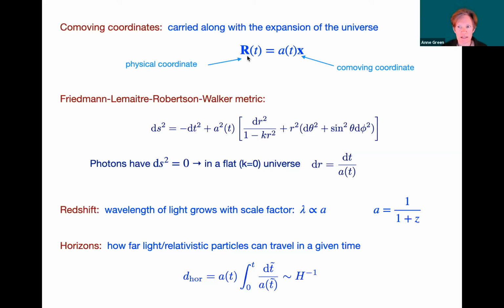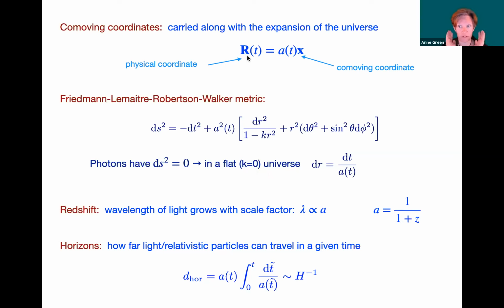So fortunately, things simplify very quickly. Photons travel on what are called null geodesics with ds squared equals 0. As we'll see later on, we can assume that the universe is very close to flat, so k equals 0.